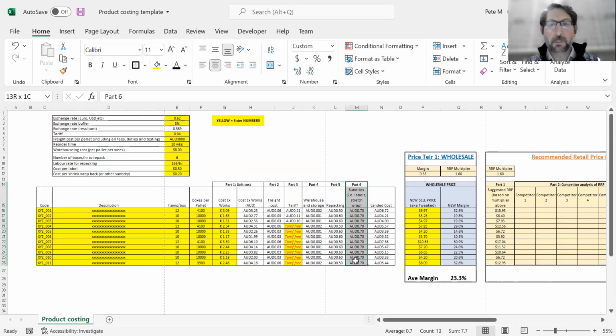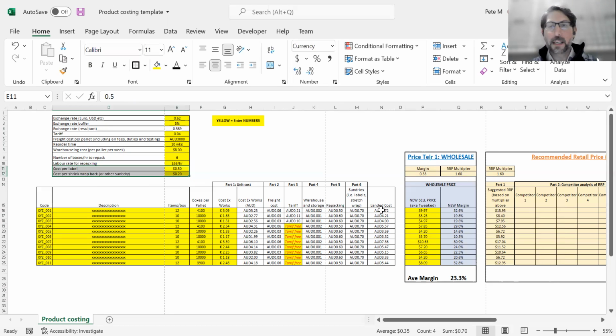Lastly, there might be some sundries you need to add to that, whether you get some printing of labels, or maybe you're disassembling some boxes and stretch wrapping them together or something like that. And these costs here are pretty straightforward. It's just the cost per label or whatever you want to do. So you can have a play with some of those numbers.